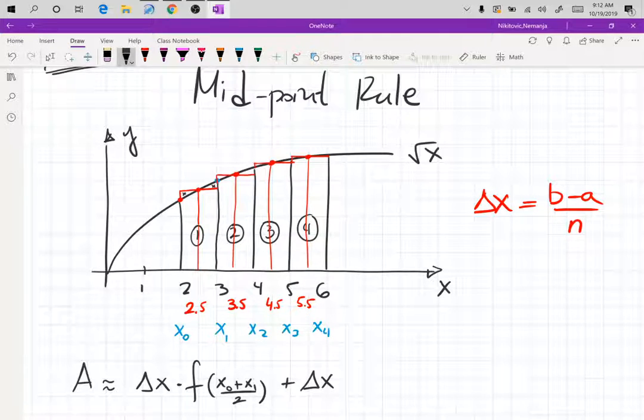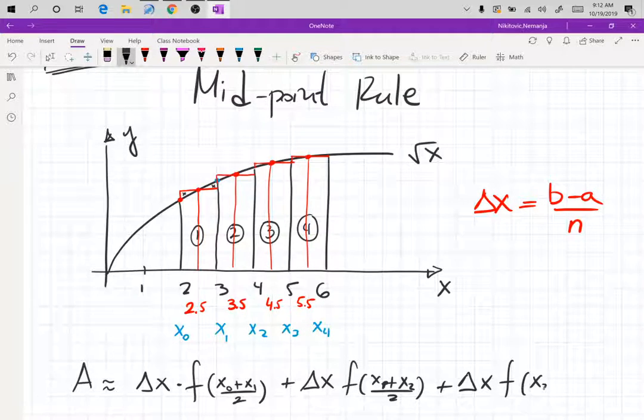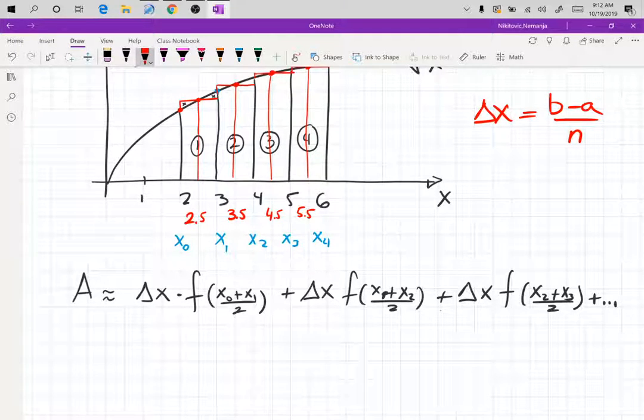Plus delta x f of x0 plus x1 over 2, plus delta x times f of x2 plus x3 over 2 plus ... going forever. So this is going to create the midpoint formula, which is the one you are memorizing. So we'll call this Mn for midpoint, n for number of rectangles you're going to use.